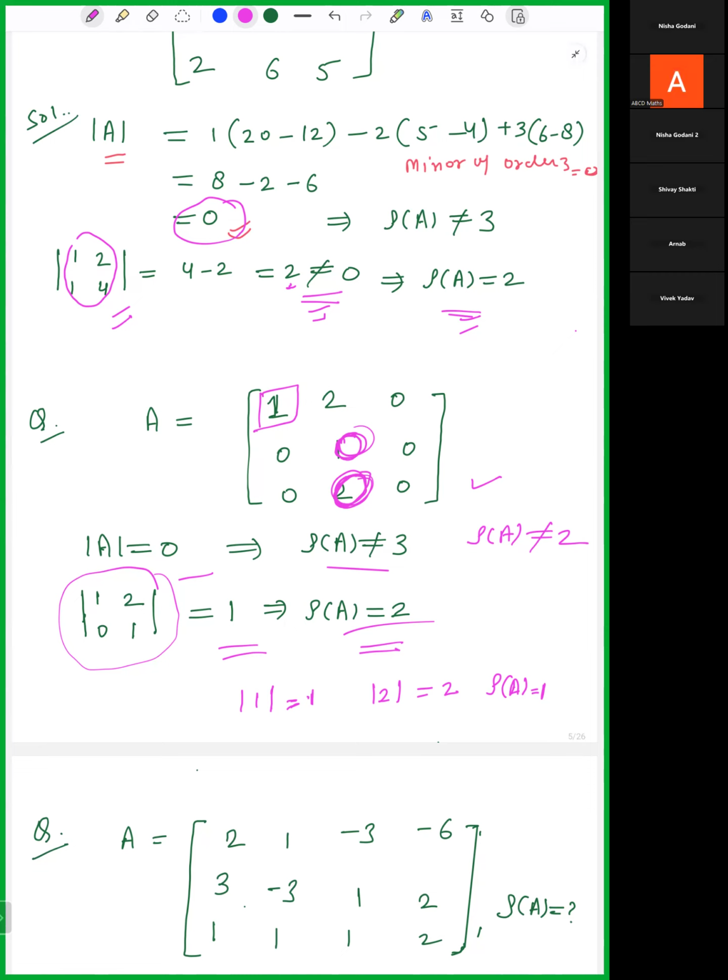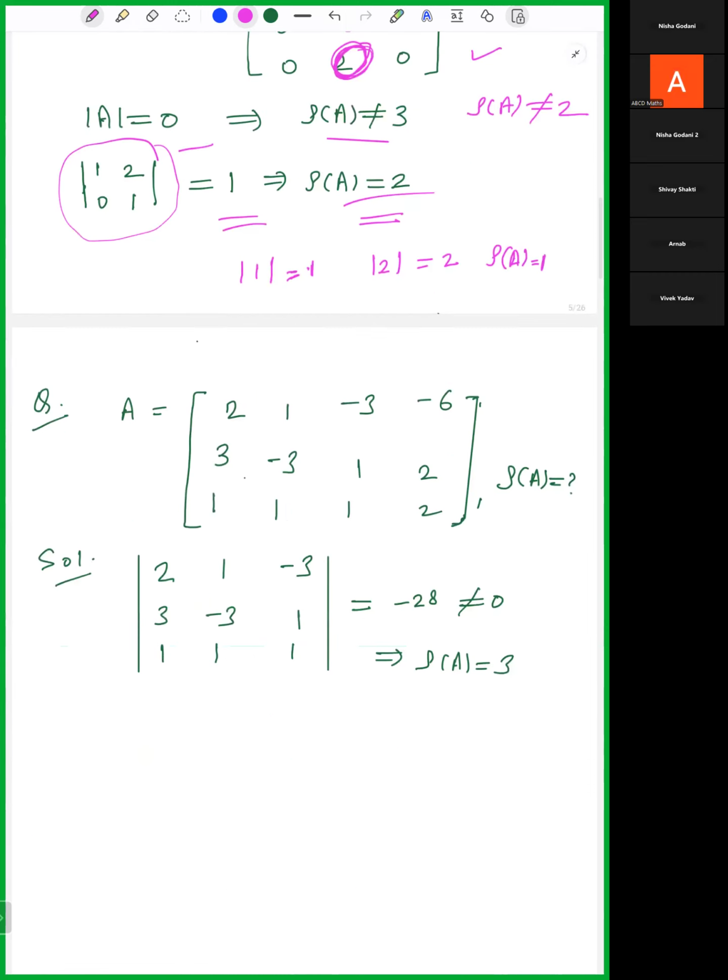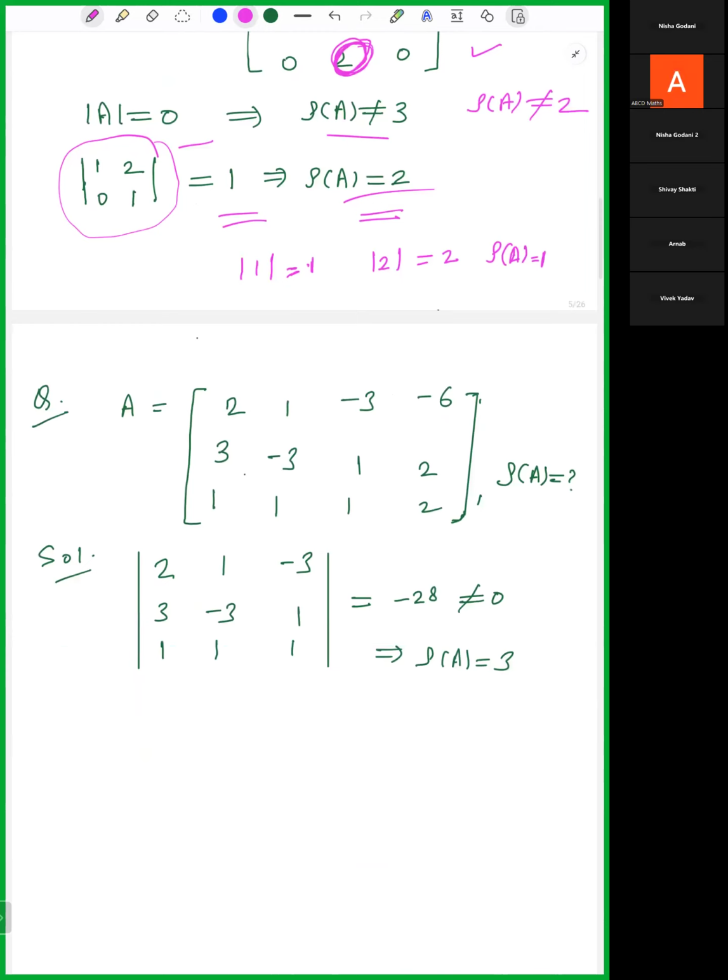Okay. One more example is there. Here in this question, the matrix is of order 3 cross 4. But for minor or for determinant, you can see only for square matrix. So first you can find the square matrix of the higher order, which is 3 cross 3. So I have taken this matrix. Its determinant is non-zero. That is why the rank is 3.